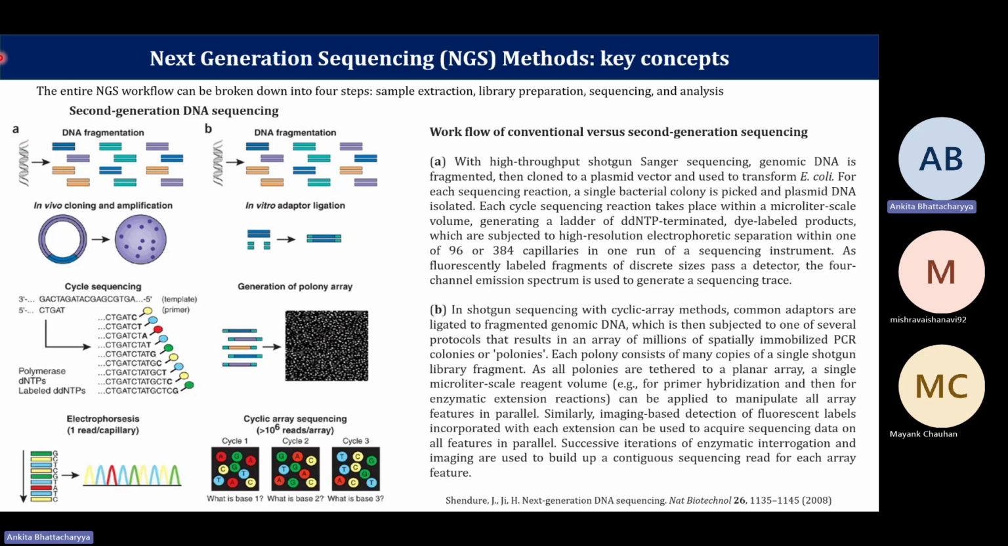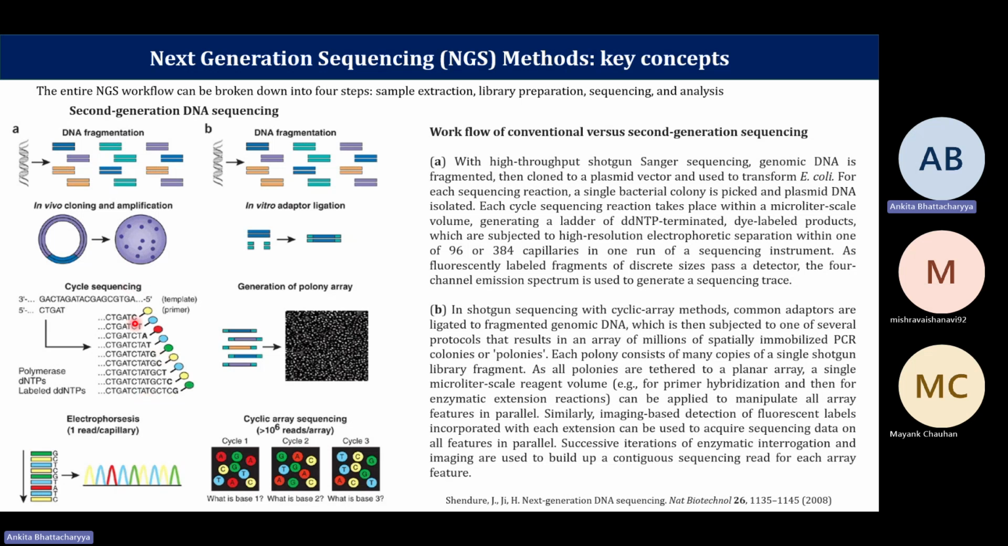Again, to repeat what I just said, this is your initial template. You break down the template into smaller fragments. You transform it into bacteria. Bacteria are able to grow and form individual colonies. You pick each colony, and then from each of these colonies, you carry out a sequencing reaction. Within very few microliters, you will get a sequencing reaction performed. Now, as a result of it, what you'll get are these differently labeled fragments.